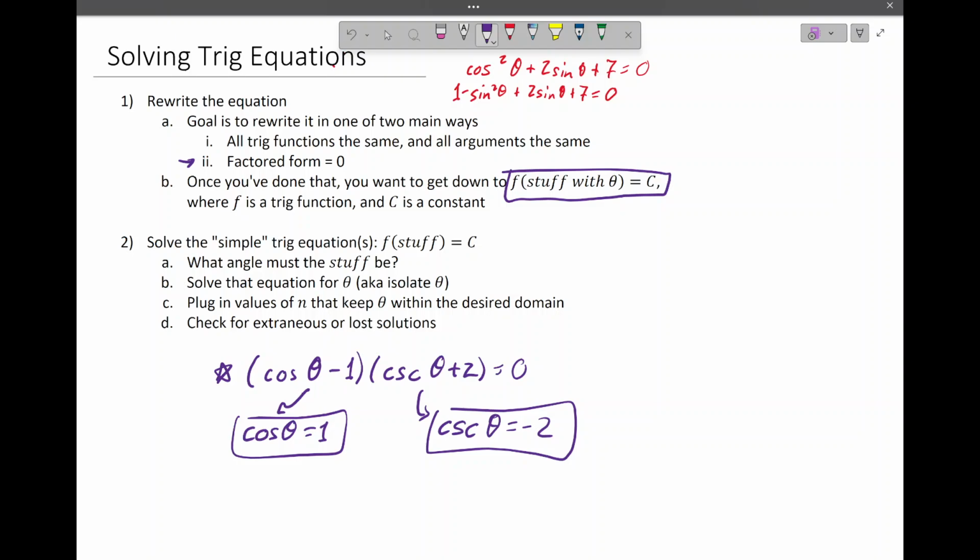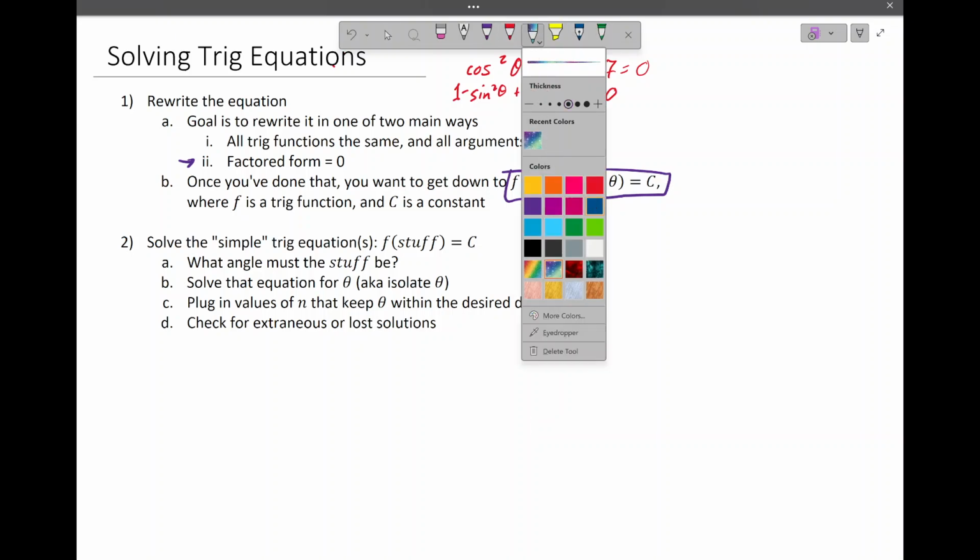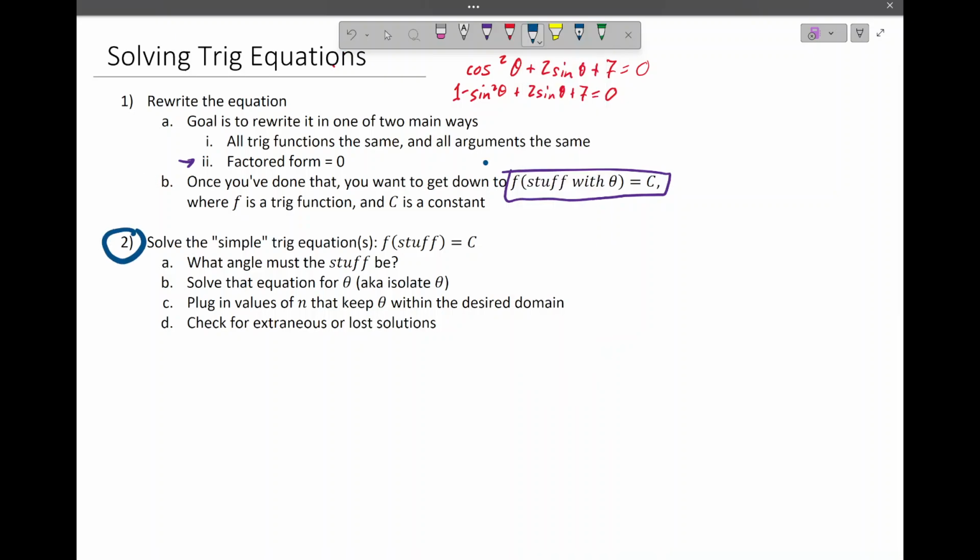Okay, so I keep saying that once it gets down to this point, it becomes relatively simple. So how do I actually do that? Okay, so let's clean this up. All right, let's talk about this. Maybe we'll try blue. All right, so let's deal with number 2 here. Once you've got it down to the simple stuff, how do you actually solve it?